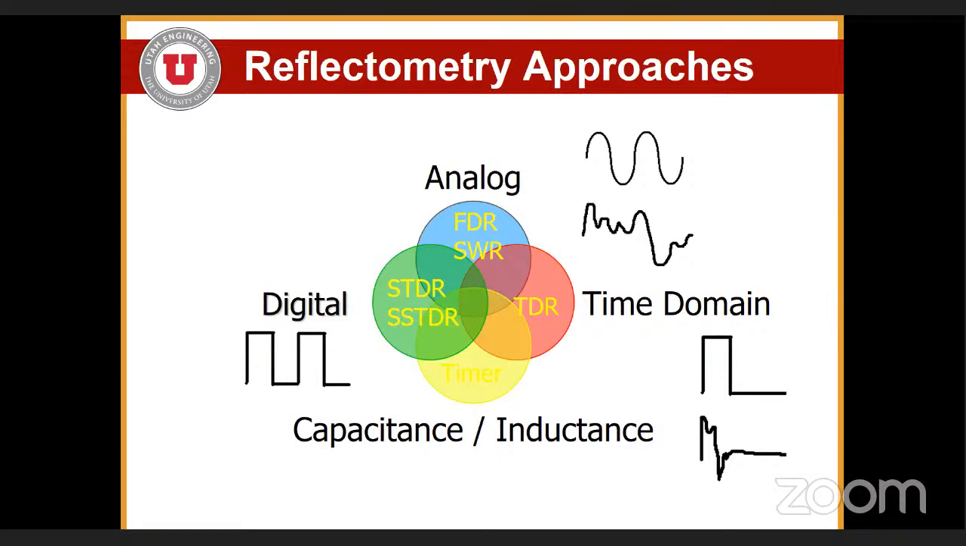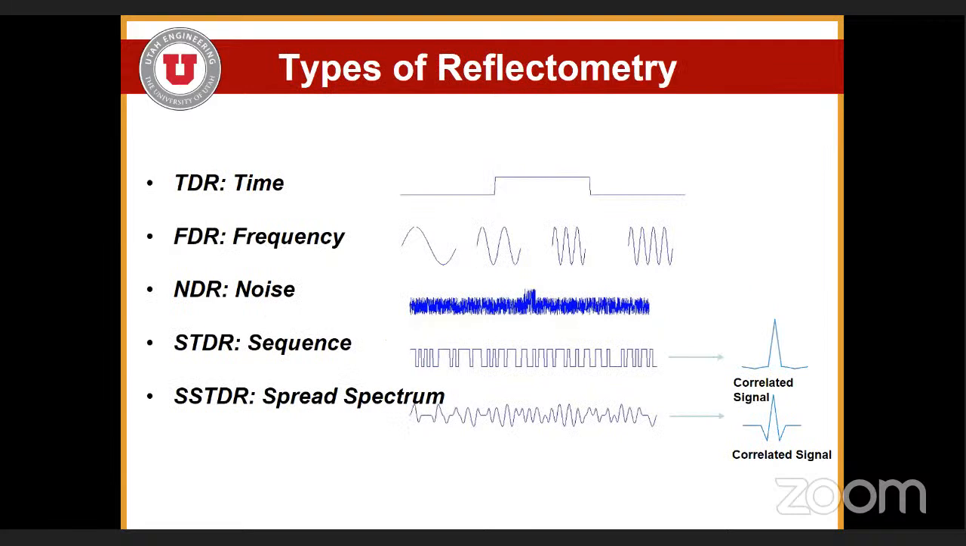So all of these different types of reflectometry have different advantages and disadvantages. So TDR, or time domain reflectometry, is the gold standard. It's been used for decades. It's an excellent method, and it works really well. Except you can see it looks like a digital pulse. This could not be used well if you had an existing digital pulse that was running on your system. So this really can't be used on live lines.